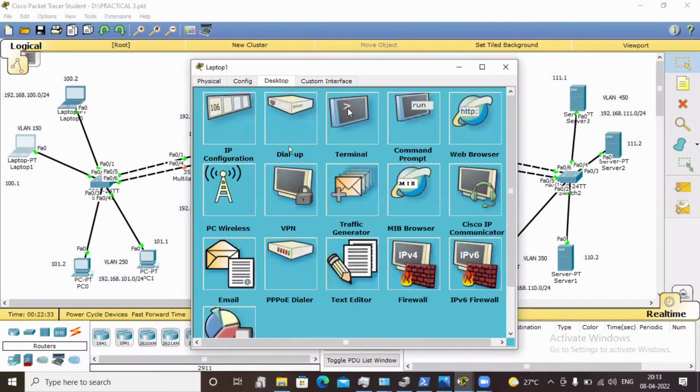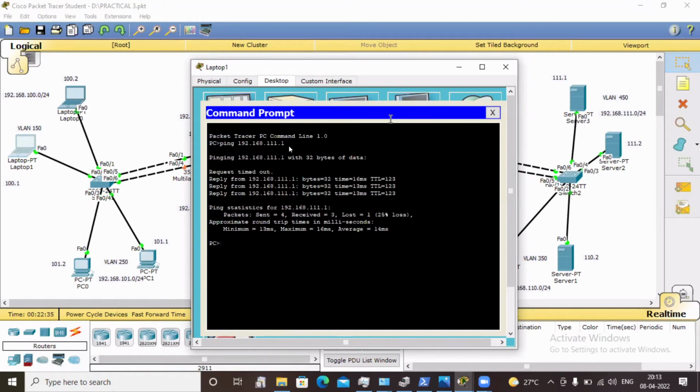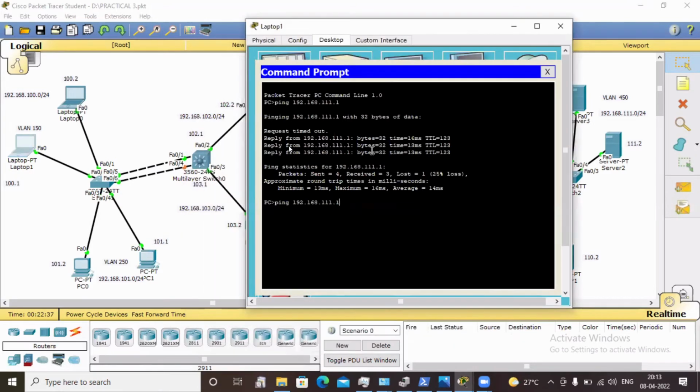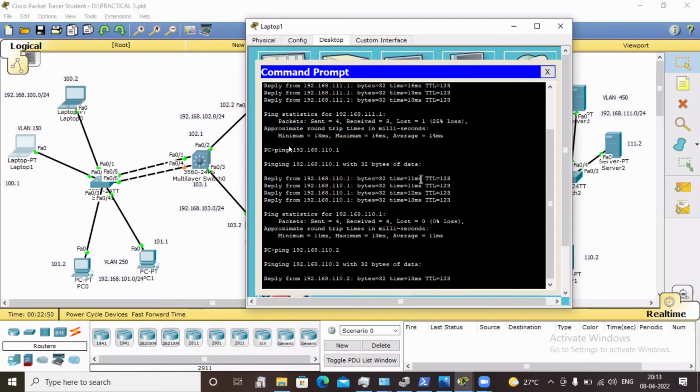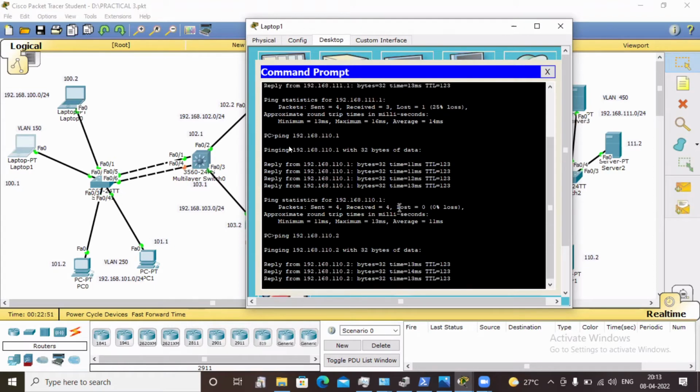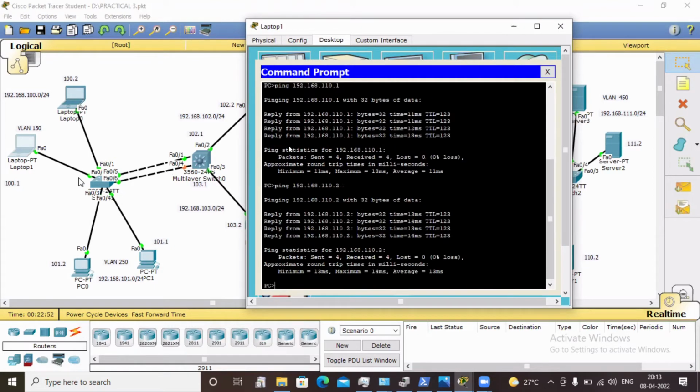Okay, is it working? Yes, sir. All these machines from VLAN 250, is it getting blocked? Yes, sir. The laptop one, which one is laptop one? How come it is working?